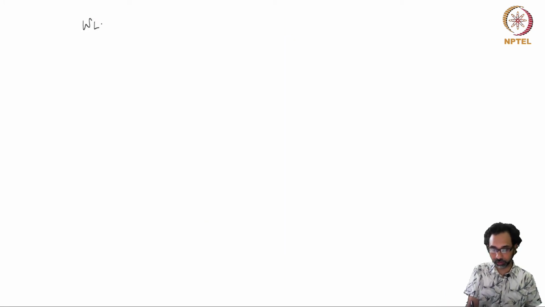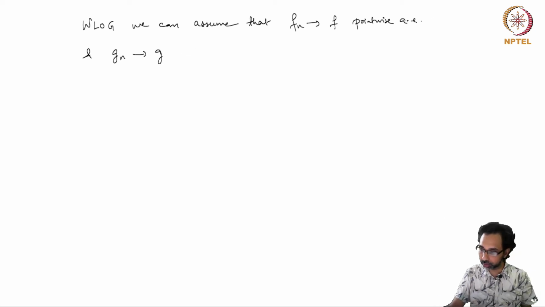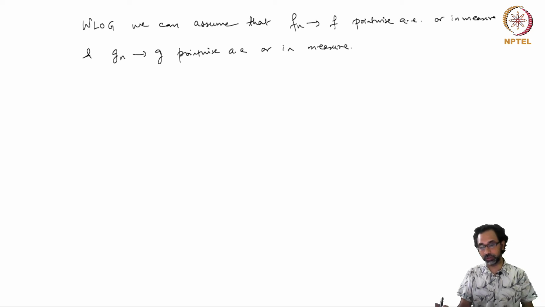So this means that without loss of generality, we can assume that Fn converges to F pointwise almost everywhere or in measure, and Gn converges to G also either pointwise almost everywhere or in measure. So this is the first reduction that we can make, because our chain of implications lead us to these two modes of convergence.